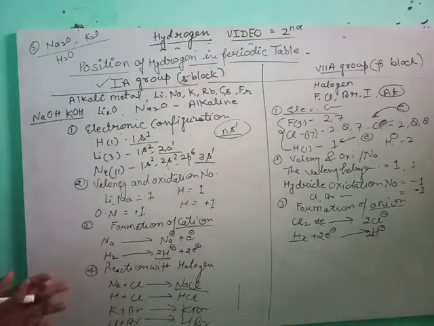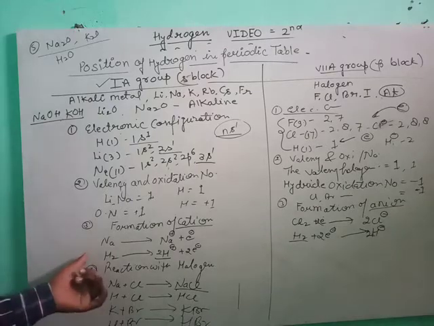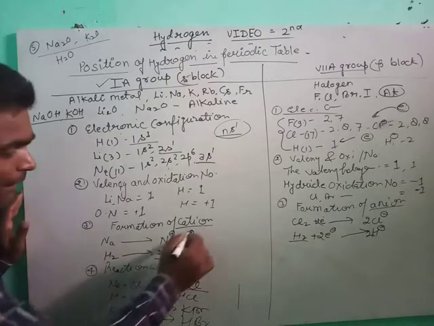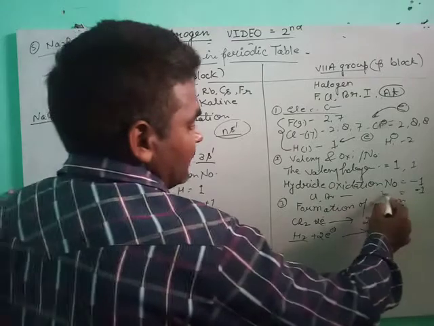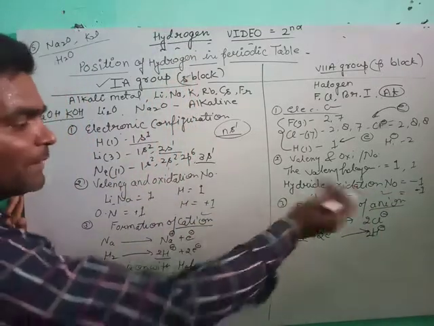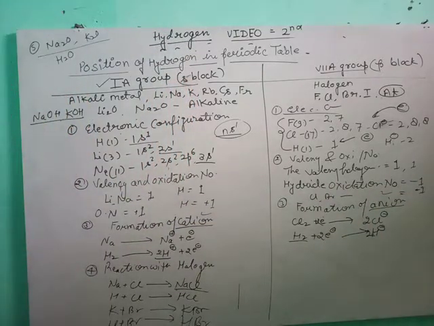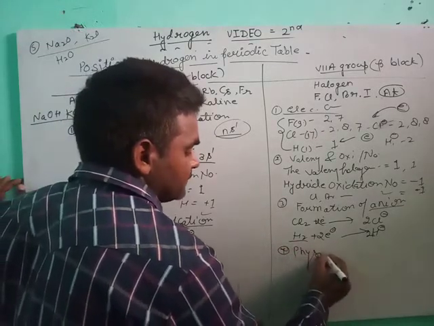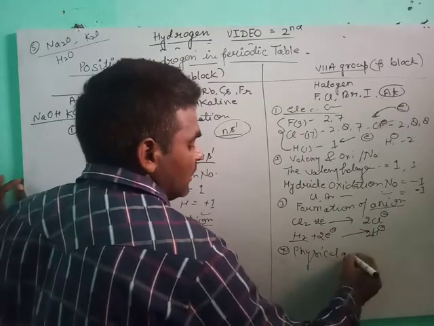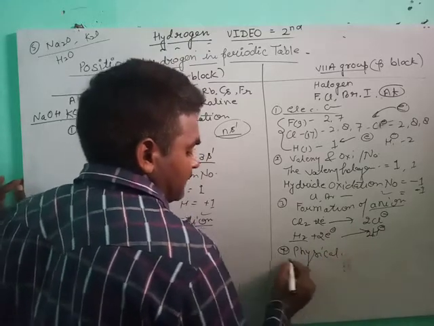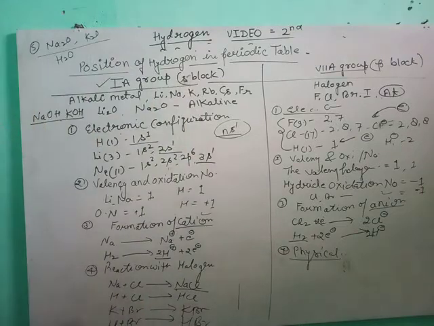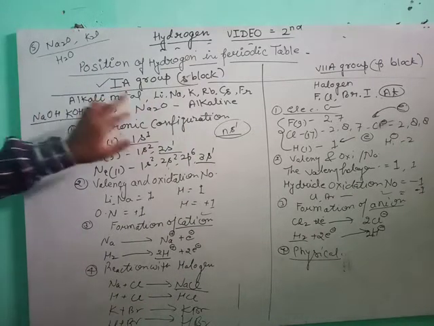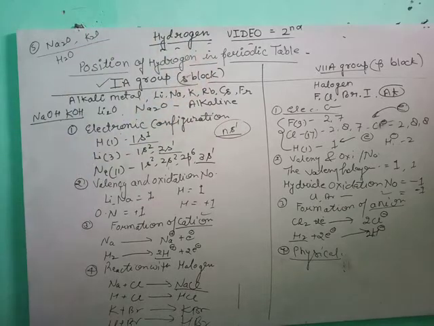So hydrogen has two properties. Hydrogen forms a cation as well as an anion. And the fourth very important property is the physical property of hydrogen. In physical property, the alkali metals are lithium, sodium, potassium, rubidium and cesium.